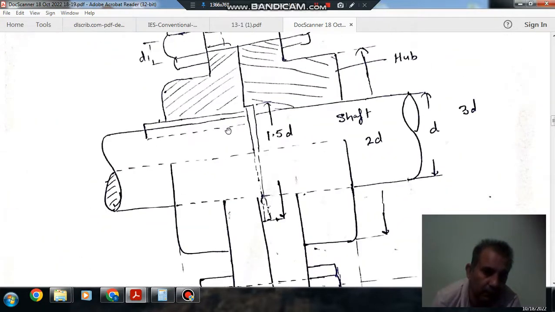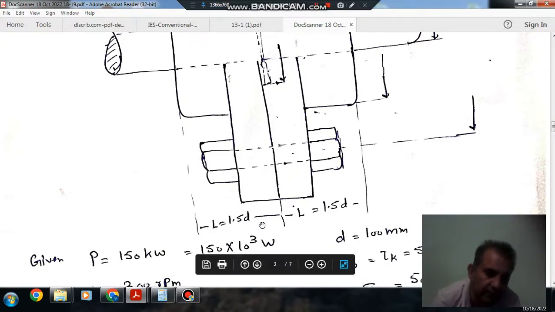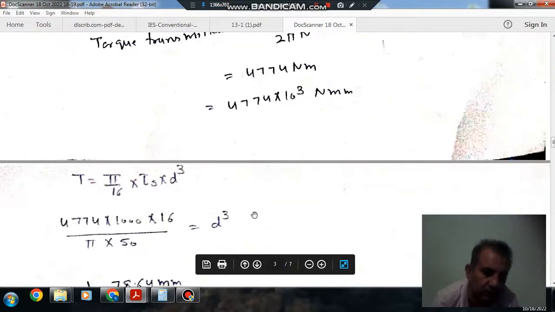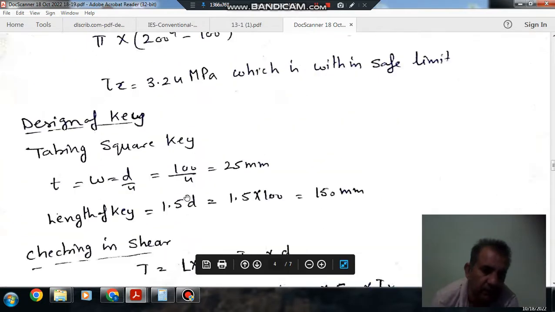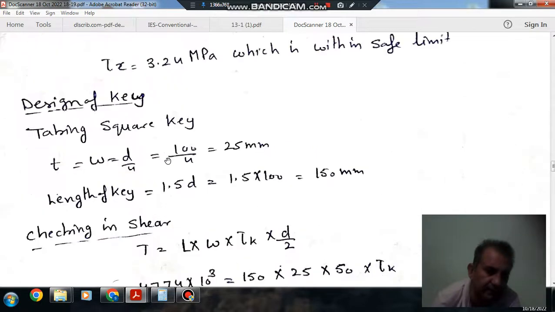Next step is to design the key. The key is of almost equal length to the hub, and the length of hub is 1.5 d, so the length of the key is 1.5 d, equal to 150 mm. Now we assume that the key is a square key, and for a square key, thickness T is equal to width W is equal to D by 4. So D is 100 mm, so thickness of key is 25 mm, and the width of key is 25 mm. Now we'll check it in shear and crushing.